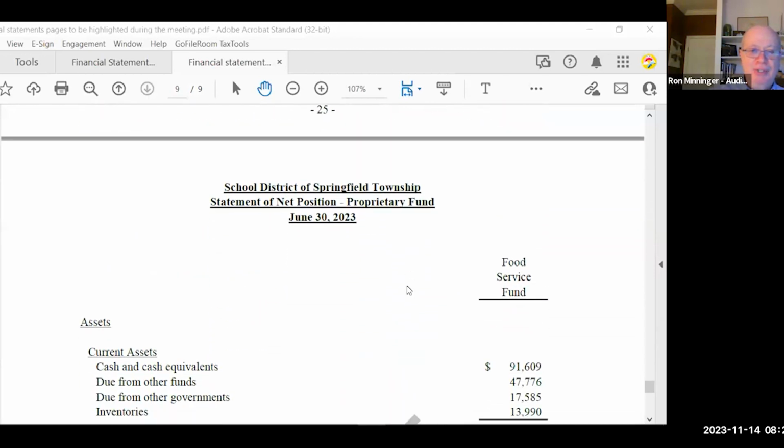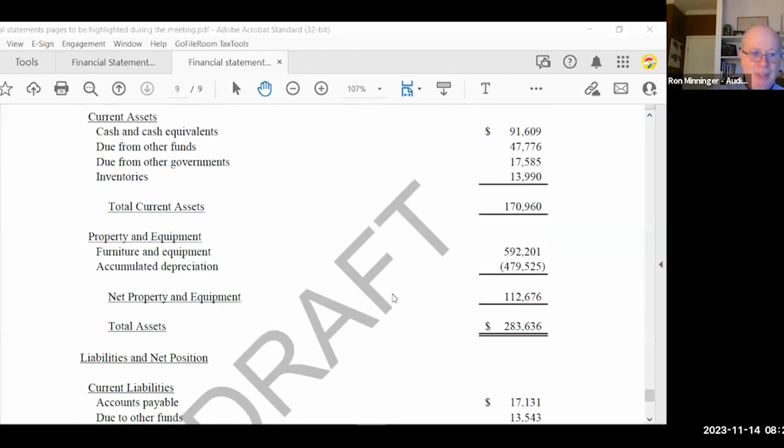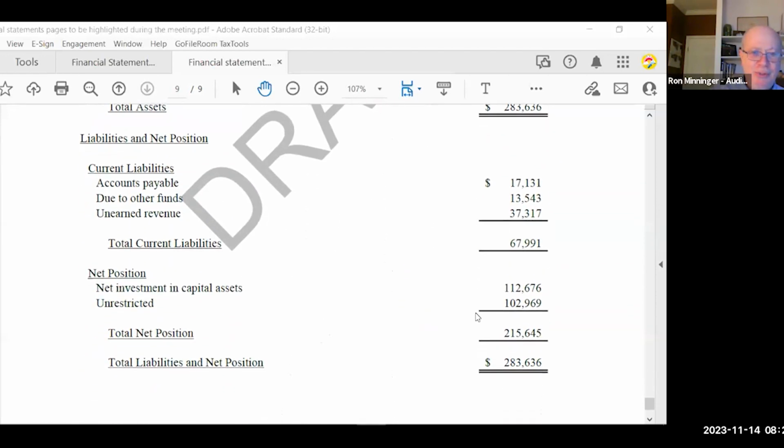Now that ending balance consists of, on the balance sheet, $91,000 in cash and $112,000 in fixed assets. I will focus on the unrestricted part of the ending net position, which is $102,000. That $112,000 for fixed assets is locked in. It's not available to be spent in the future. And those are the main components of the financial statements.